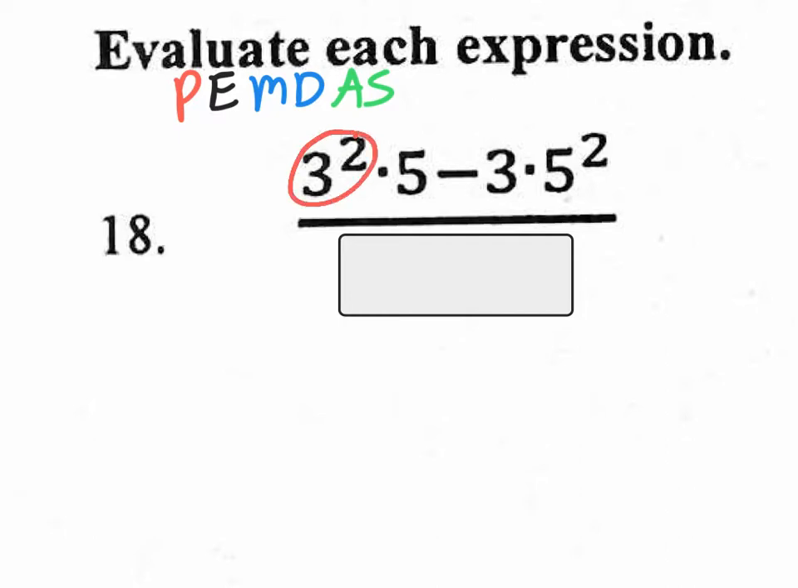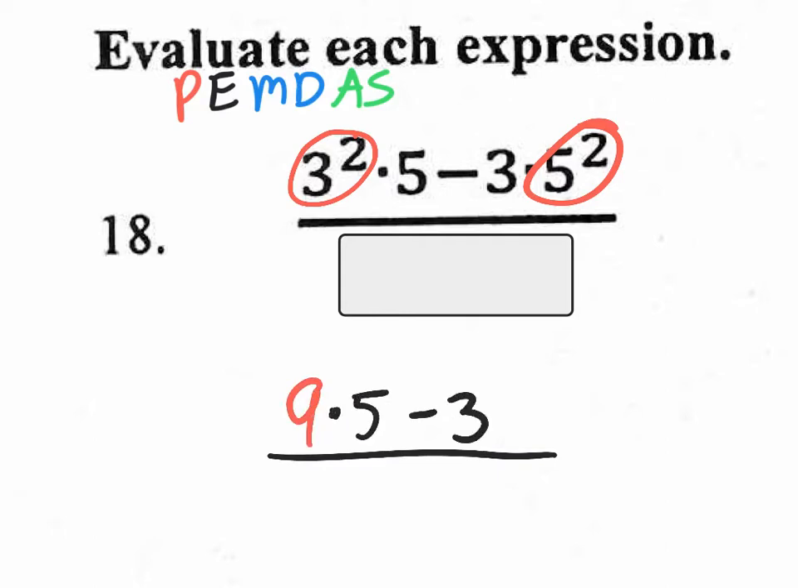What is 3 squared? 9, right? What is 5 squared? 25. So what I really have up on top, let me rewrite this whole top part of the fraction. 3 squared, that is 9. And we still have the times 5, we still have the minus 3 times, and 5 squared we said was 25. So we've done E, exponents. Now let's move on. Is there any multiplication or division up here on top? Yeah, there's multiplication here and there. So we're going to go from left to right. What's 9 times 5? 45. And then 3 times 25 is 75.